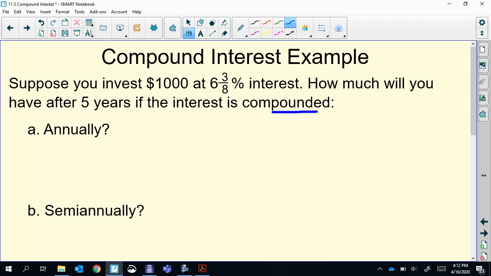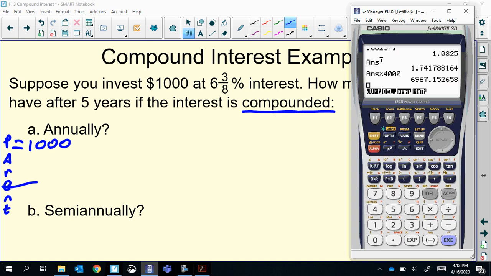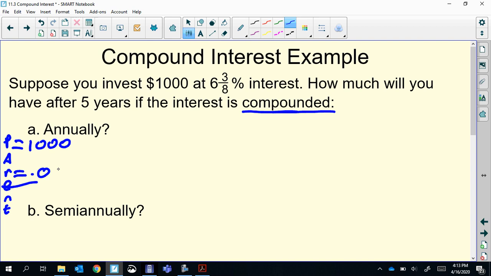All right, so now we're going to look at what happens when you change how often it's compounded. We're going to change N. So in our equation, we write down parent. And again, like I said, you don't need the E in parent right now. So you invest $1,000 at 6 3/8. Let's go ahead and type in 3/8. That'd be 375. So 6.375, or 0.06375. That's our R.